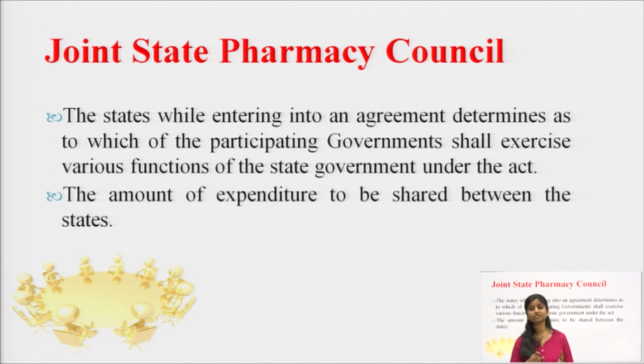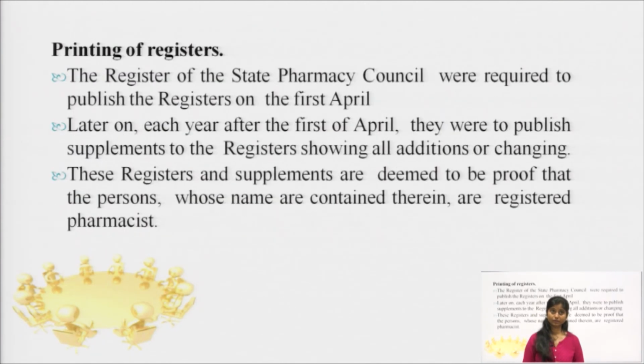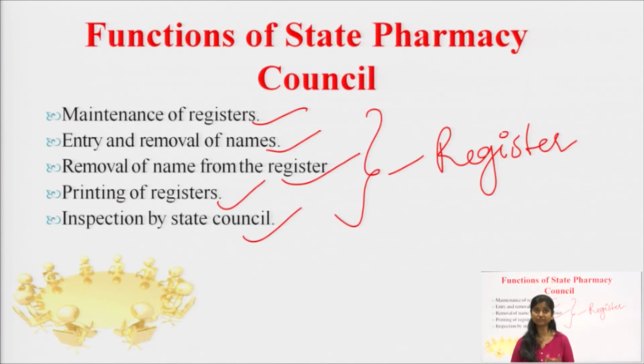So, we have seen the State Council, the Joint State Council and the Central Council now. I will be coming up with the next session in which we will be dealing with the other points that are left over from the offences and penalties and the major leftover part of the Pharmacy Act. Till now, let us see the main things, that is the functions of the State Pharmacy Council: the maintenance of registers, entry and removal of names from the register, printing of the register, and inspection by the State Council.